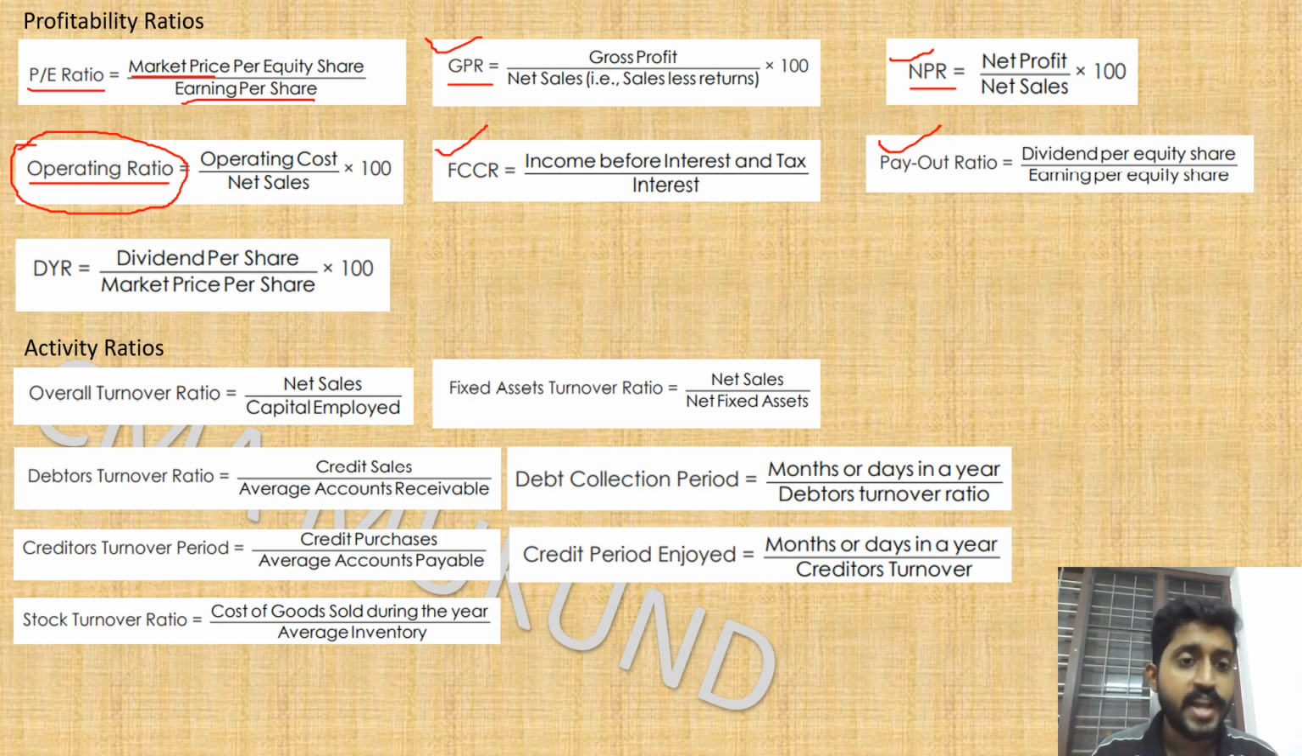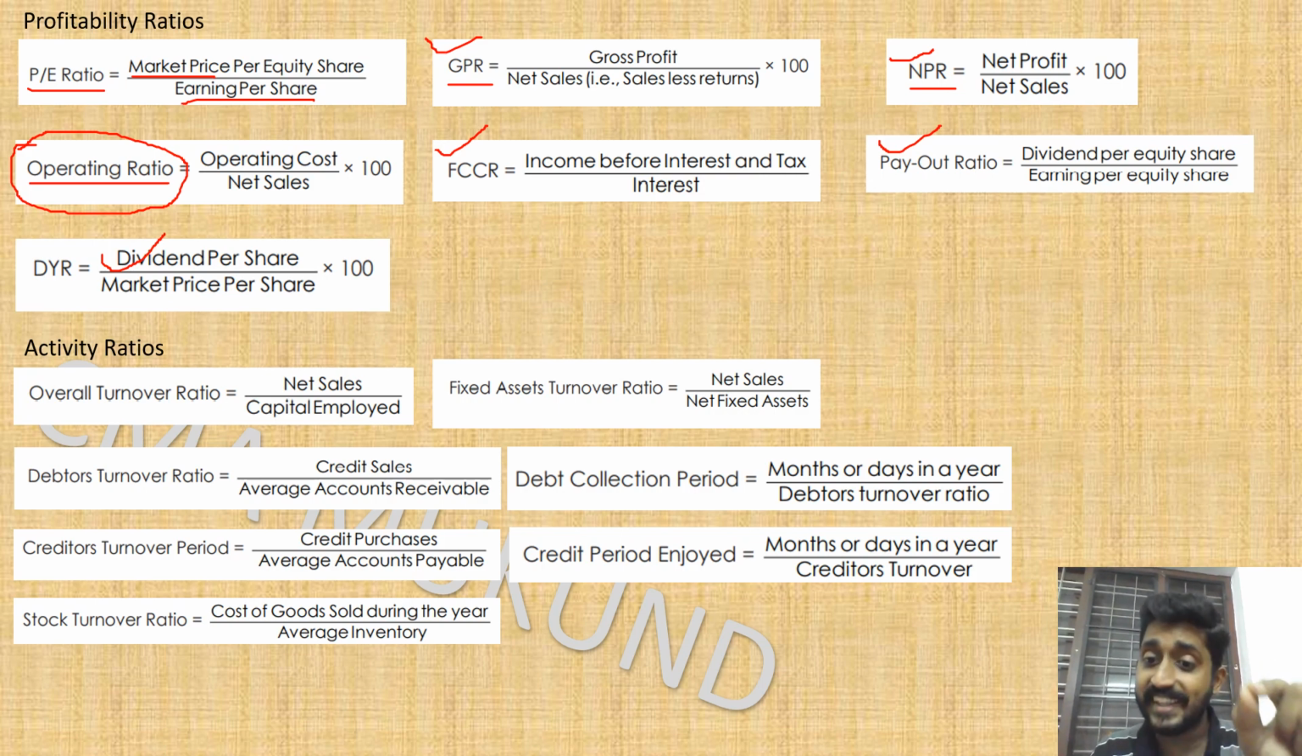That is payout ratio. Next is dividend yield ratio. So what is yield? Yield means, for example, you are putting your sum of money in the fixed deposit. Okay, so 1 lakh rupee you are putting in the fixed deposit and you are getting an interest of 10,000 rupees for the year. So 10,000 divided by 1 lakh rupee is 10% returns you have got. The same thing is here.